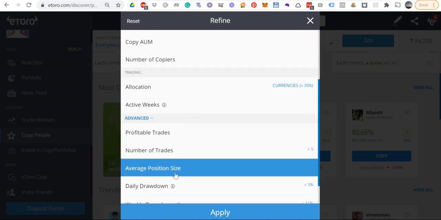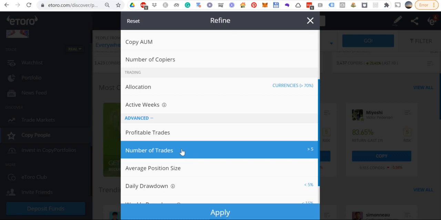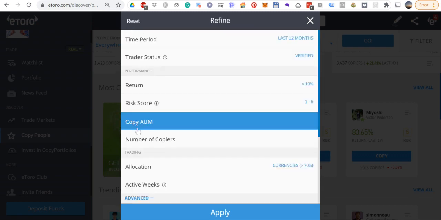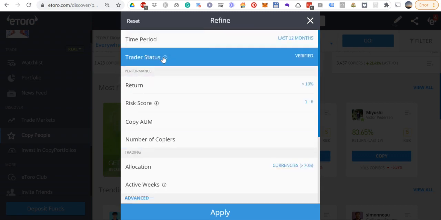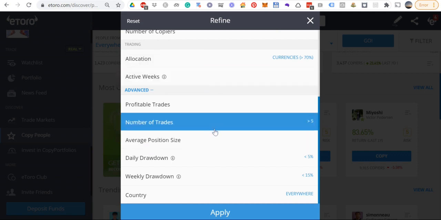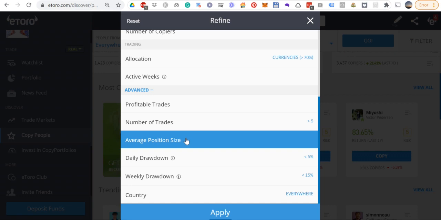What else have we got? We've got number of trades. Again, don't just leave that as default. People based on their trading activities and volume levels. Well, you've already sort of got that there. Sorry, where are we? Active weeks. So I'll just leave that as default. It's fine. Average position size.